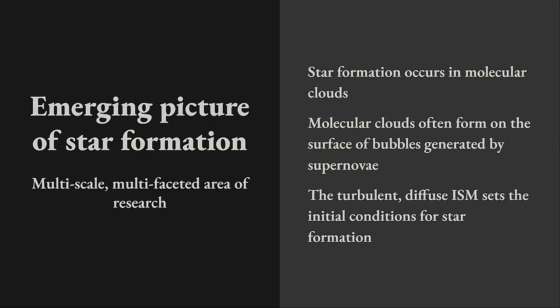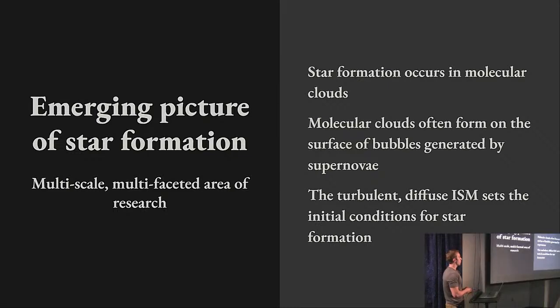Okay, so here is our emerging picture of star formation, which is a multi-scale and multifaceted area of research in astronomy. So star formation occurs in molecular clouds. Molecular clouds, it seems, form on the surface of bubbles generated by supernovae, which we can now prove thanks to 3D maps of the interstellar medium. And the turbulent and diffuse ISM is what sets the initial conditions for molecular cloud formation and for star formation then to occur.